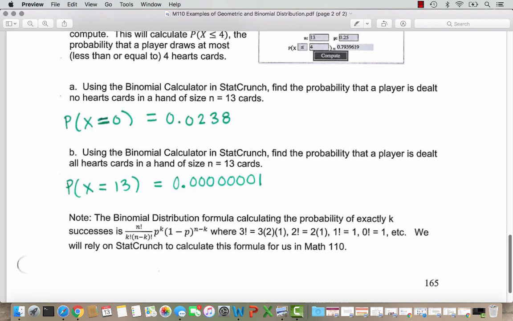We are going to rely on StatCrunch to calculate the formula for us in Math 110. We are not going to do many problems with the geometric and binomial distributions, but I wanted you to see an example of how discrete distributions look and to see that they're used for calculations if you're thinking about gambling, or if you're thinking about insurance companies and the chances of things like car accidents or fires happening, how the lottery works, and any other scenarios where you've got repeated trials with the same probability. The focus of most of our class in this chapter is on the normal distribution.